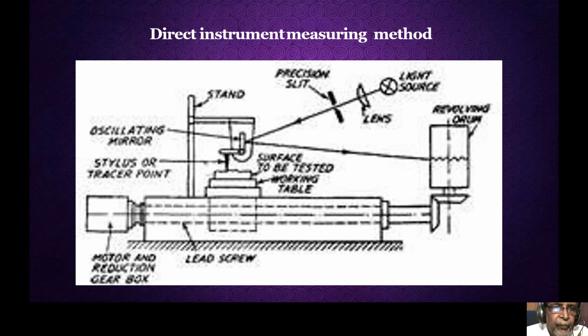This is another type of direct instrument measuring method. You can see here, this is a lead screw, and there is one nut. And the lead screw is rotated. At the right side end, there will be bevel gears, and its rotation has been converted from horizontal rotation to vertical rotation.